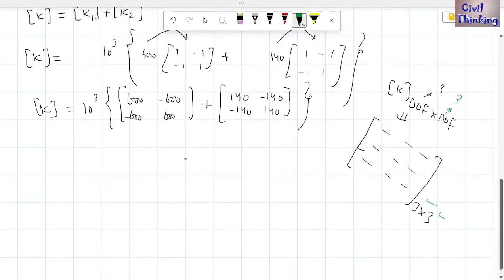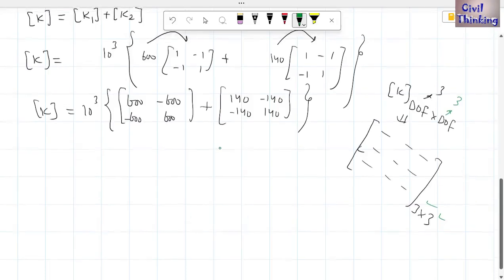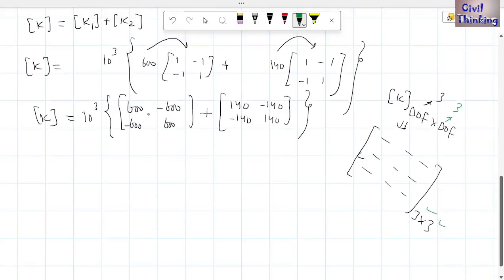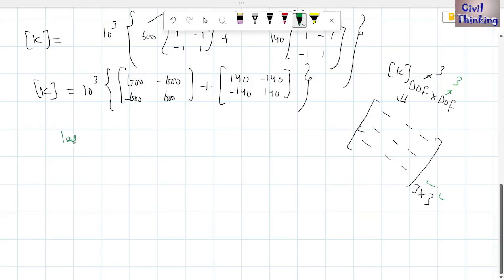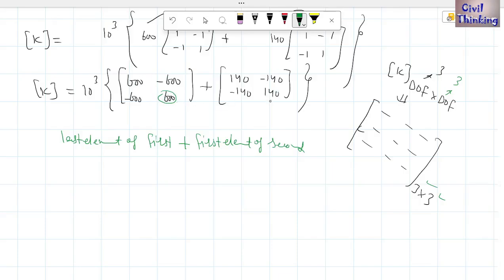Remember, I will show you a few things. The last element of the first plus the first element of the second. This is the first stiffness matrix, and this is its last element, and this is the first element of the second stiffness matrix. Only they will add up and the others will be as they are. As simple as that.